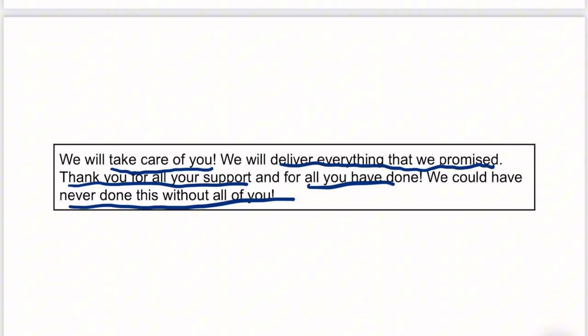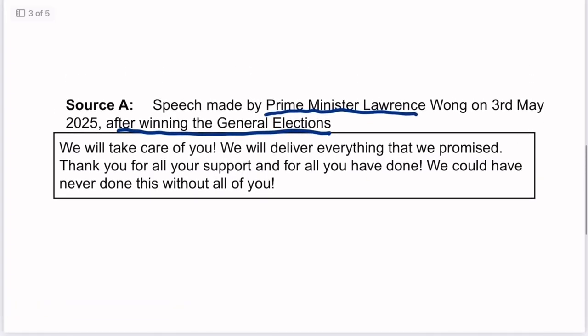The whole point here is that until you know the provenance, everything that you're thinking about is guessing, correct? This is why you don't have a setting, you don't have a context, and as a result, it's difficult for you to understand this particular source. Now, let's add in a provenance to this source. Source A, I'm going to add in here, and I've already highlighted it for you. This is by Prime Minister Lawrence Wong on the 3rd of May 2025 after winning the general elections.